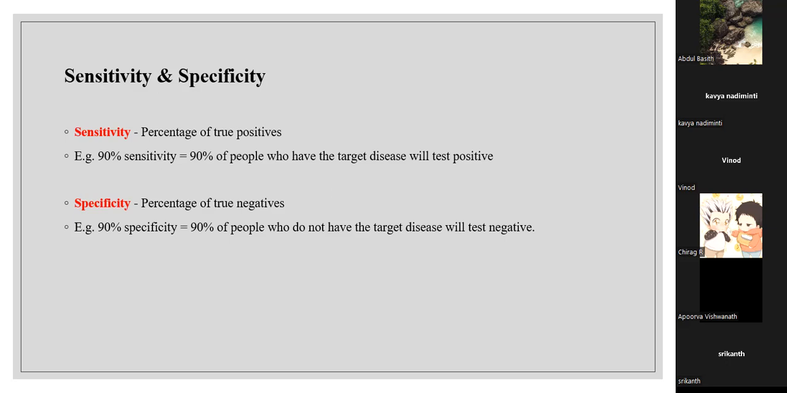90% of those who tested positive will have the disease. Okay. And here, 90% of the patients who tested negative will not have the disease.